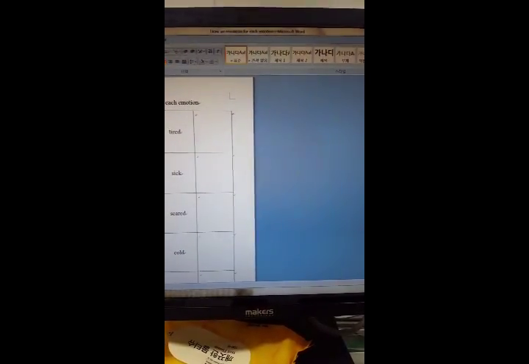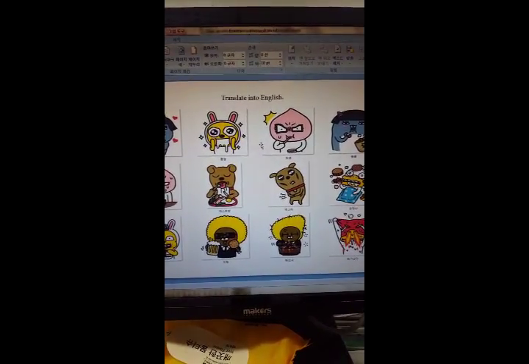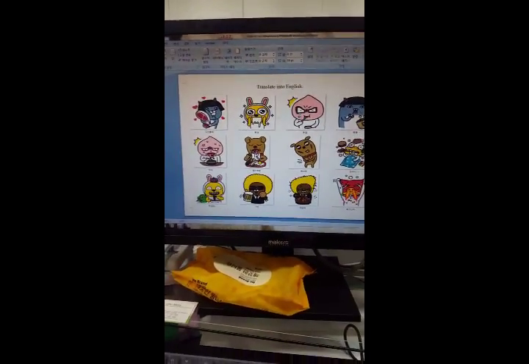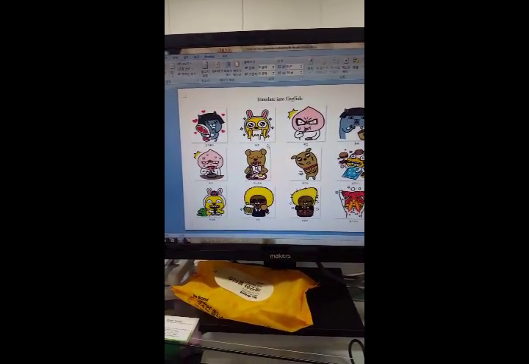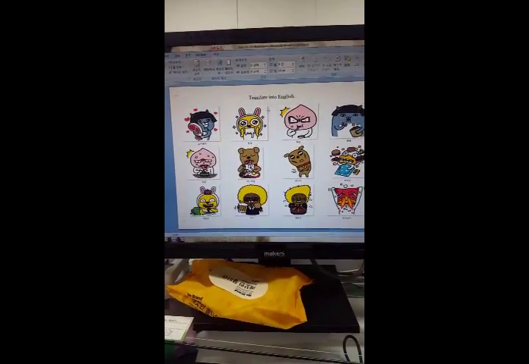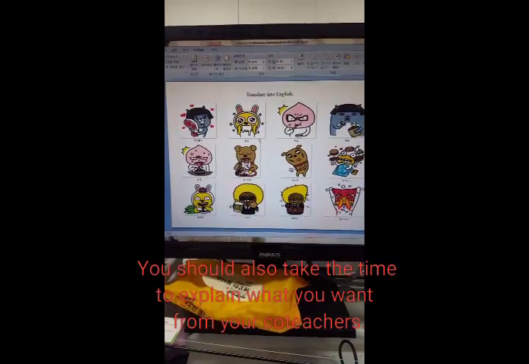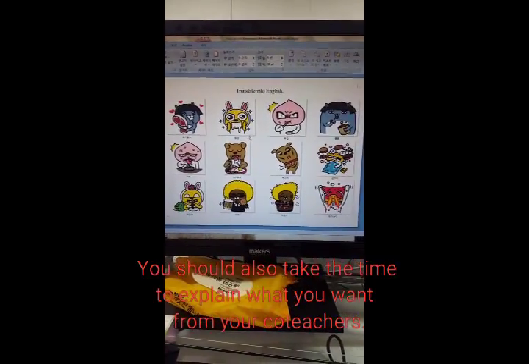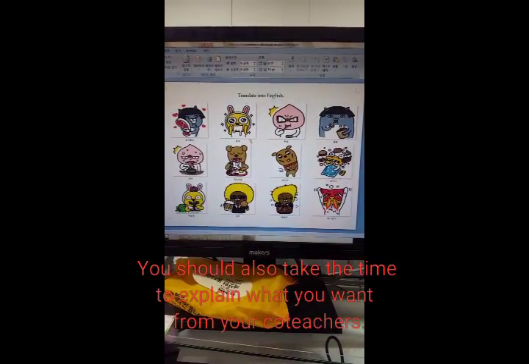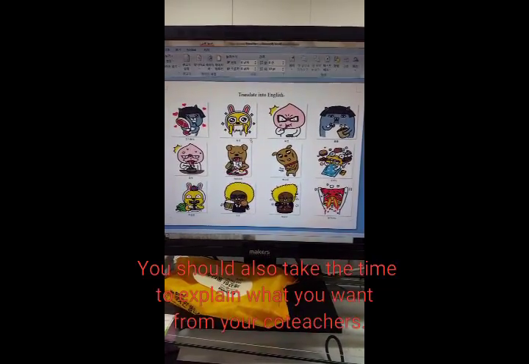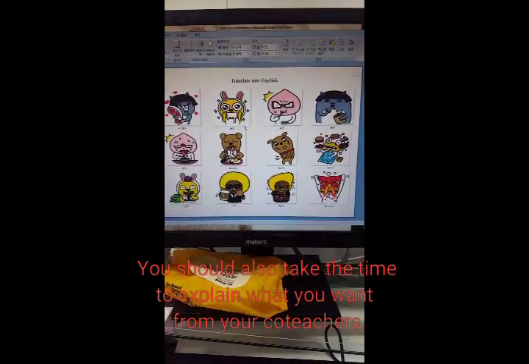The next thing I would have the students do is look at this particular material, and as you can see, it says translate into English. Now if we do direct translation, it doesn't always work out, so it's important that I have the students understand exactly what it is that I want from them. So I don't tell them to do direct translation. I would tell them to translate it to the word that is most commonly associated, the emotion that's most commonly associated with the actual image.